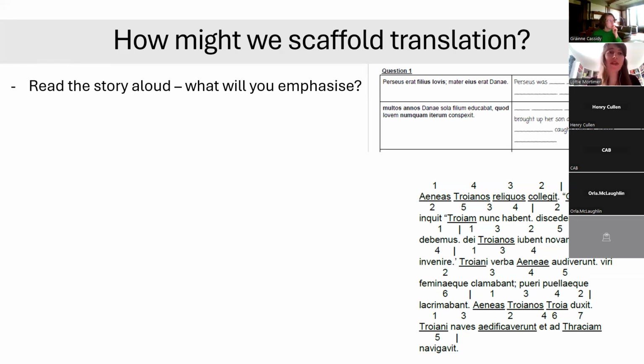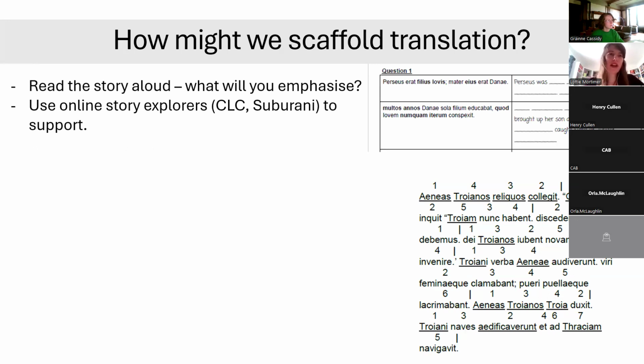When we read the story aloud, how many times actually do we read a story aloud? I mean, when we're doing Cambridge Latin Course, we probably do. But when we give our students perhaps an unseen text in a lesson, once we get onto Latin to GCSE, do we ever read it? Because when you're reading the story aloud, you can really emphasize certain words, draw students' attention to it. You can use those online story explorers from CLC and Suburani to support.